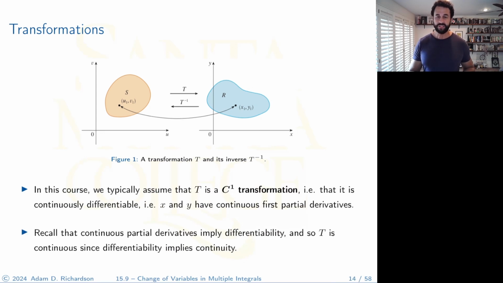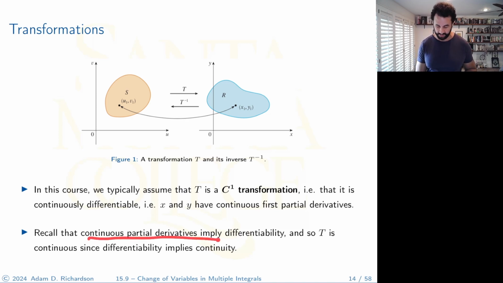Right. So in this course, we typically assume that our transformation T is a C1 transformation. That just means that it's got a continuous derivative, or in other words, it's continuously differentiable. So that means that x and y have continuous first partial derivatives. That's what C1 means. The one corresponds to how many orders of derivatives you have. So C2 would mean you've got continuous second order partial derivatives.